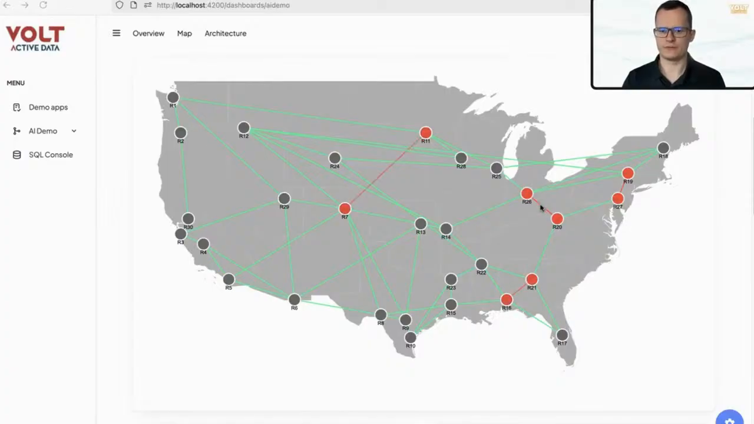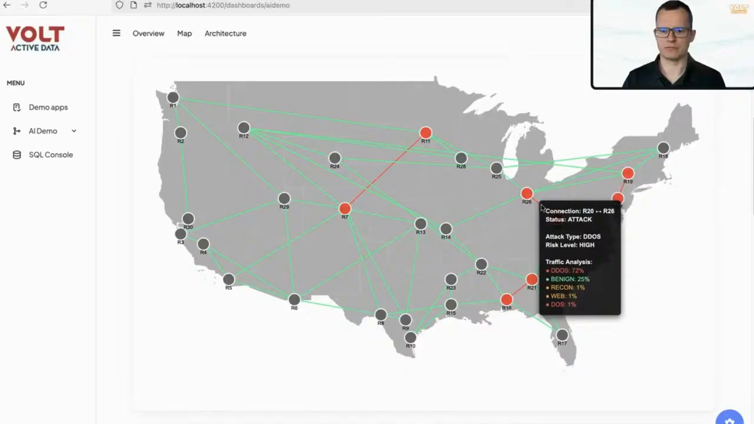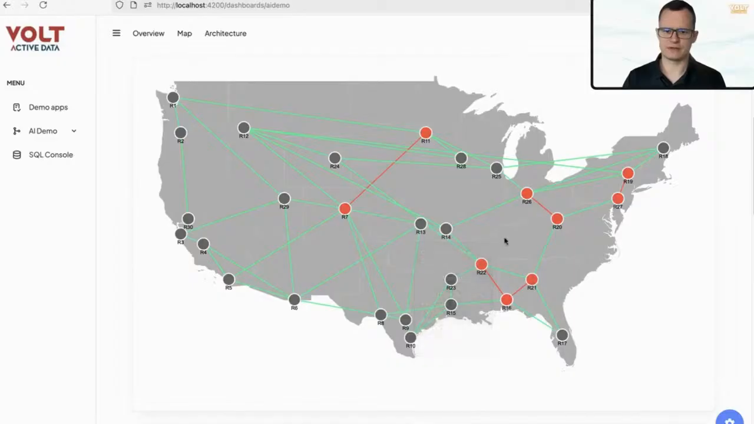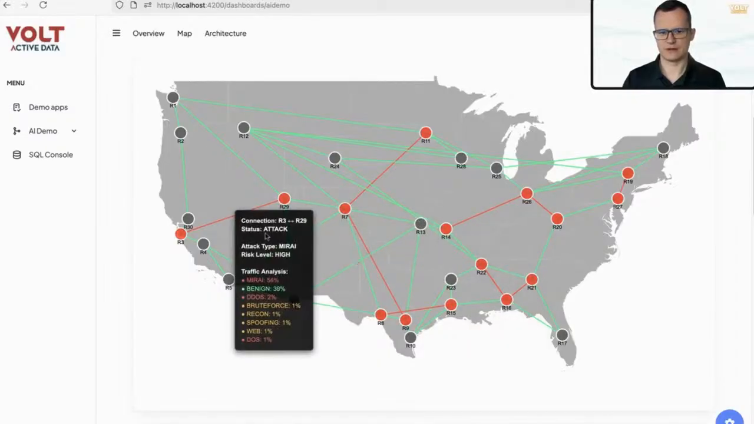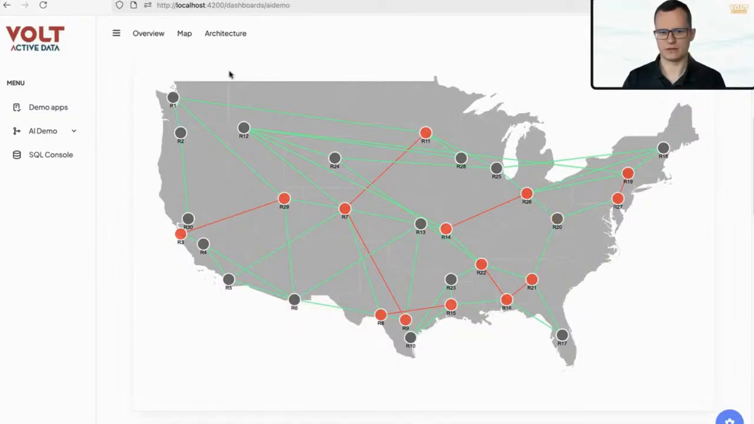If we hover over one of the connections, we can see if there is any attack ongoing, how much of the traffic is marked as DDoS, benign, and other classes. Of course, this is a bit increased in relation to how a normal healthy network will look, but it is just to show how the whole stream processing is working. You can see this is updated live. So the connections are changing with different attacks being done on different connections between the routers.